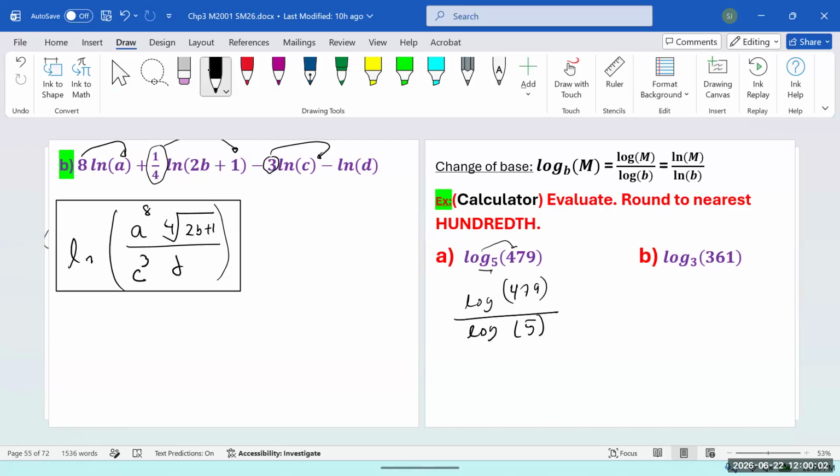It says round to the nearest hundredth. It means how many decimal places after the decimal? 2, right. And in your exam, you have to show me this change of base line, and then give me the answer.